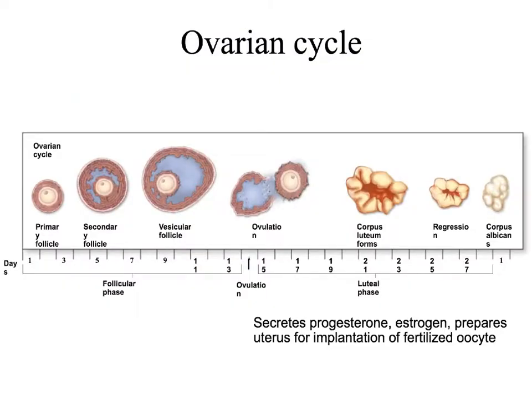Here's the ovarian cycle again. So here's day 1. We've got primordial follicle, primary, secondary, the vesicular follicle, which now they're calling mature follicle. Then you get ovulation, at about day 14. Then the corpus luteum, which regresses, and you end up with the corpus albicans at 28 days.